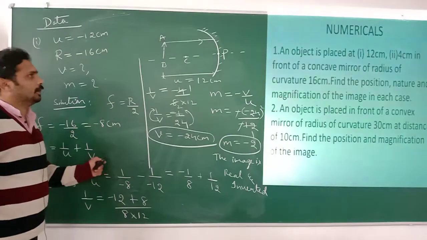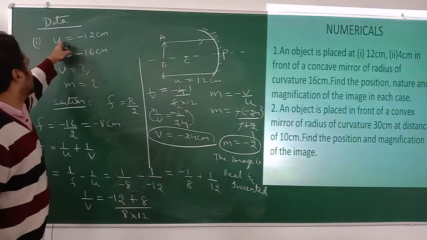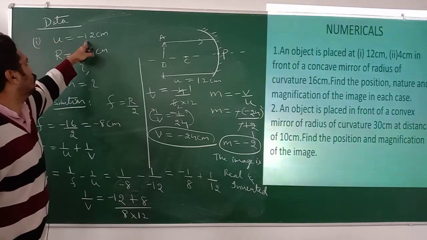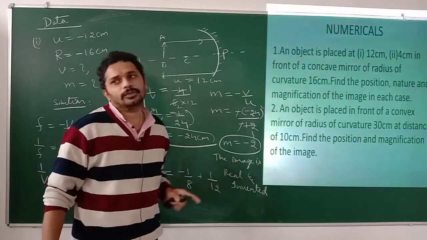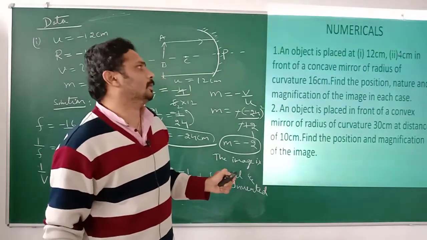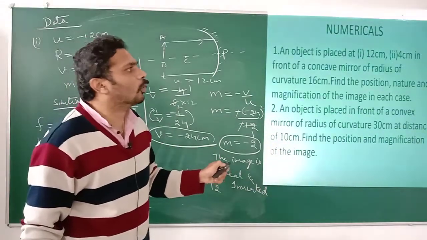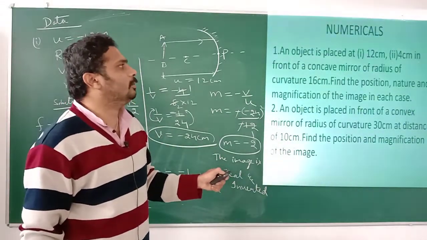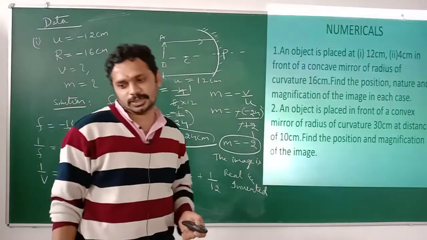So, for the first sub question, U is equal to minus 12 centimeter, we got the image is real and inverted. Now the second sub question is 4 centimeter. The same data, but the object distance is 4 centimeter. For 4 centimeter, which image is going to form and what is the image distance?